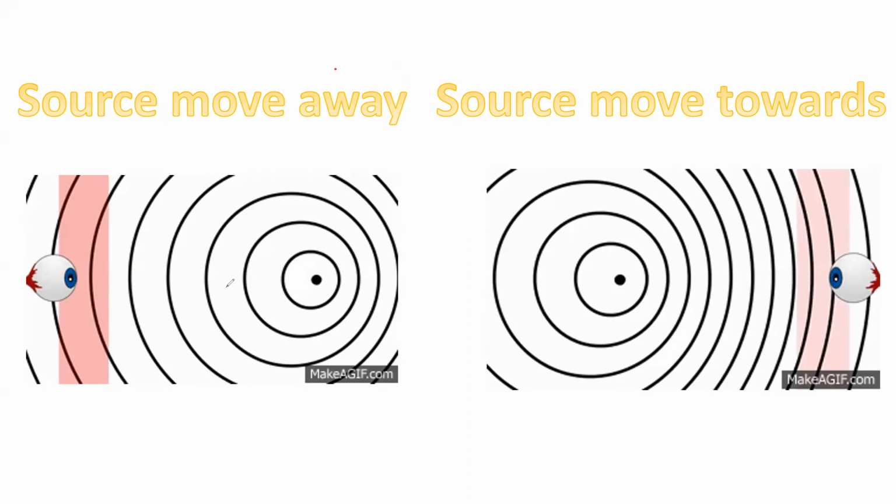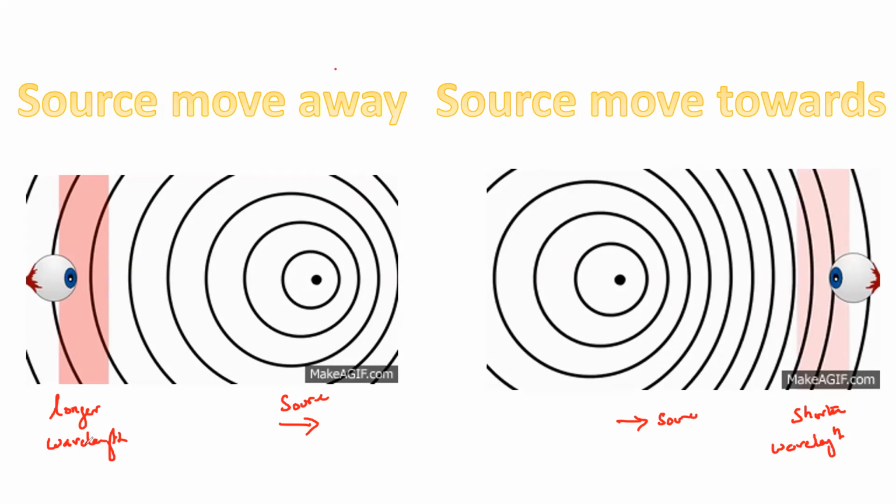So what is the source emitting? If the source is moving away, or the source and observer are both moving away from each other, the observer will receive a longer wavelength. And if the source is moving towards the observer, the observer receives a shorter wavelength than what is emitted from the source.